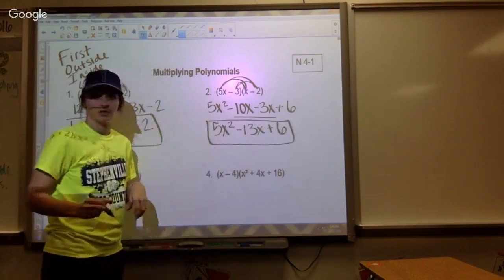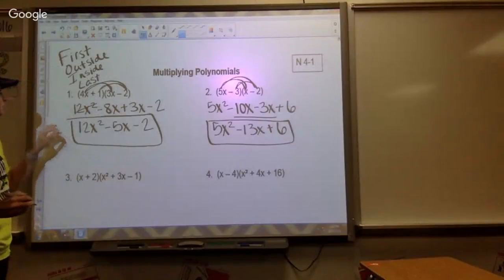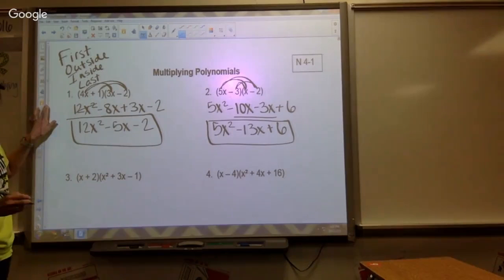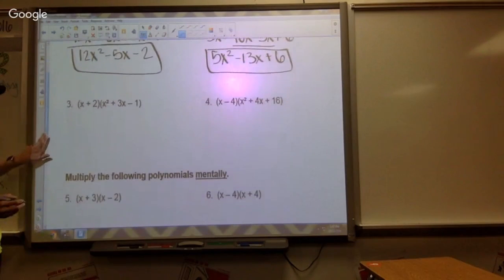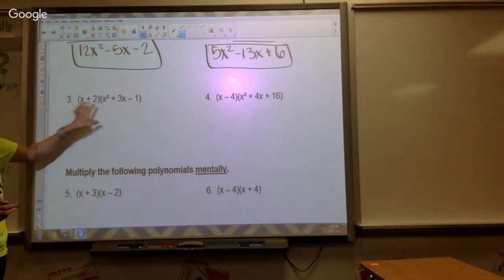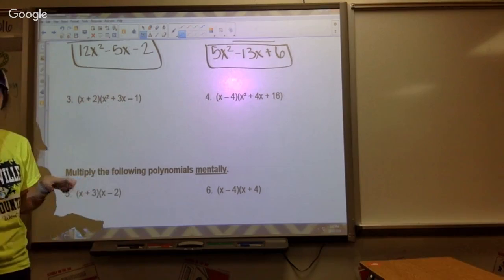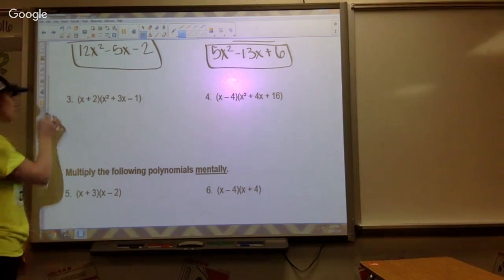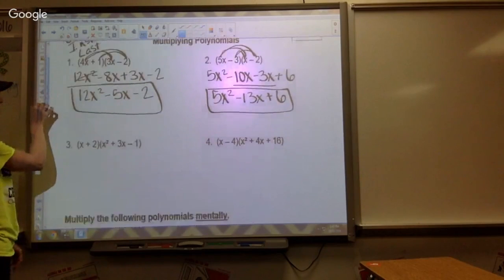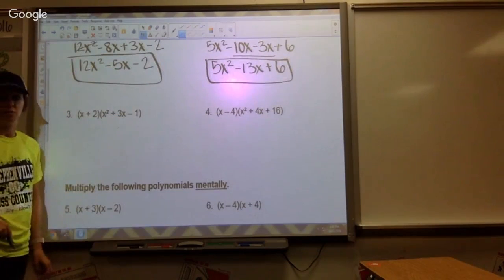And so that would be your answer there. So anytime you have a binomial times a binomial, you'll use FOIL. Notice 3 and 4 are a little different because we have two terms, but then we're multiplying it by 3 terms. So we're still going to be kind of doing the same thing as FOIL, except you will have a third term that you will have to multiply by.